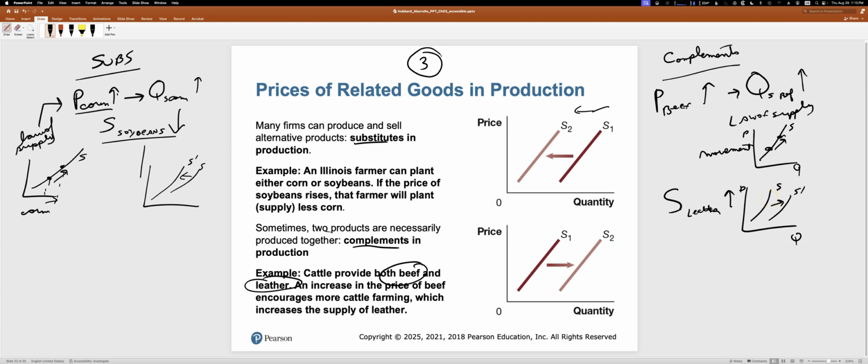Again, notice that very big difference. It depends on whether I have substitutes or complements in production, but I can have the same first event happening, the price of the good going up. And depending on whether they are substitutes or complements, it can cause a very different change in the supply curve of the substitute in production or of the complement in production.